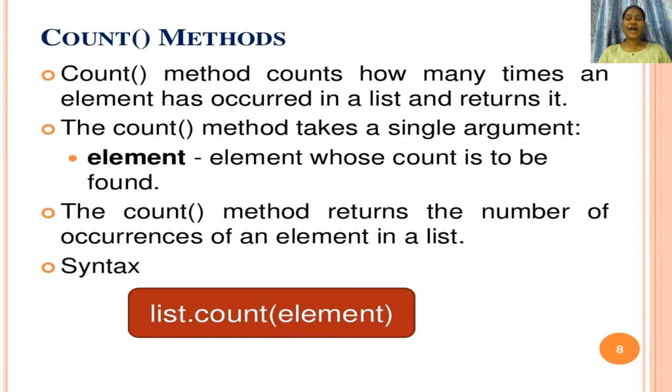Count method. The count method counts how many times an element occurs in a list and returns that value. The count method takes a single argument, the element whose count is to be found. It returns the number of occurrences of an element in the list. Syntax: list.count, and in the brackets the element you want to find.